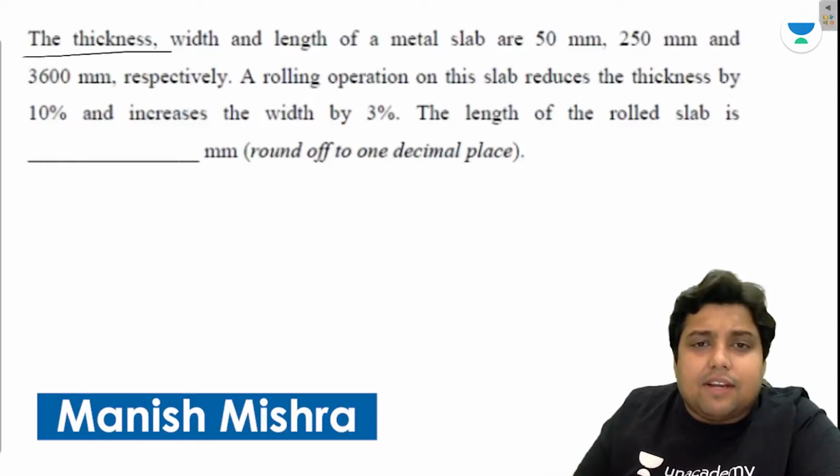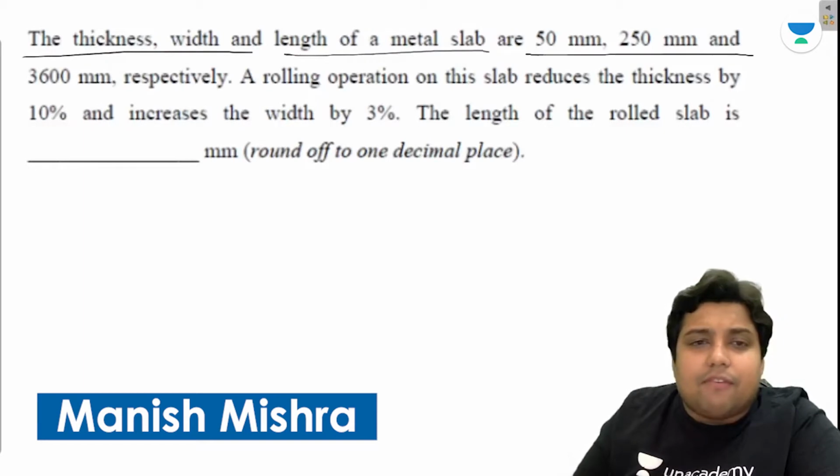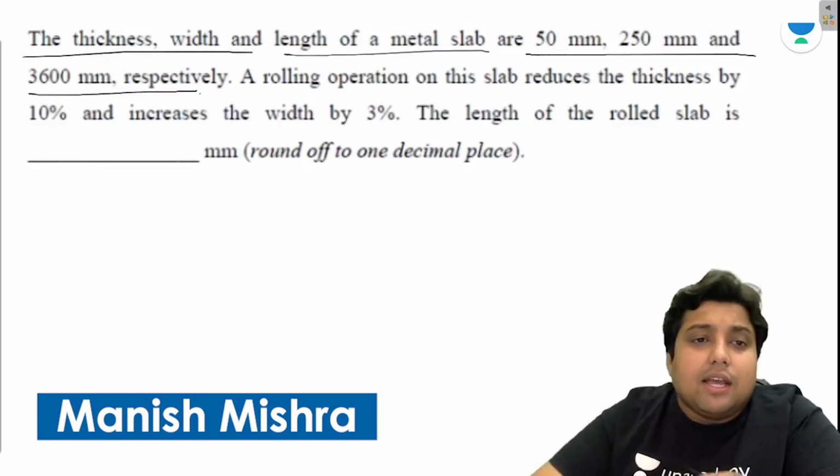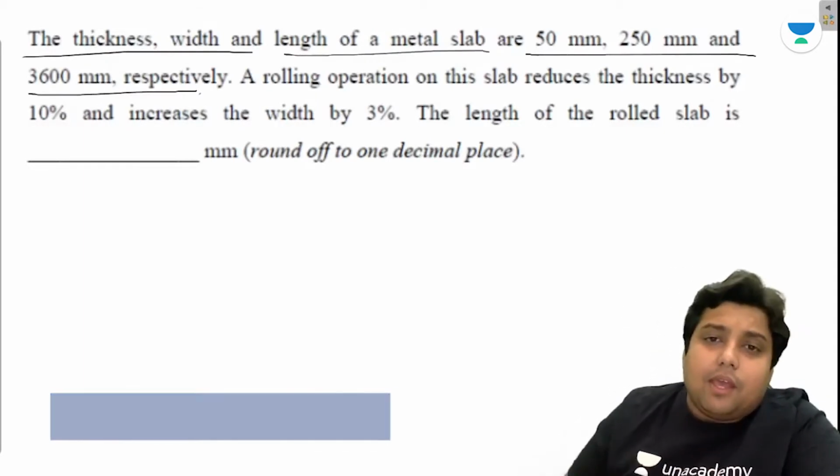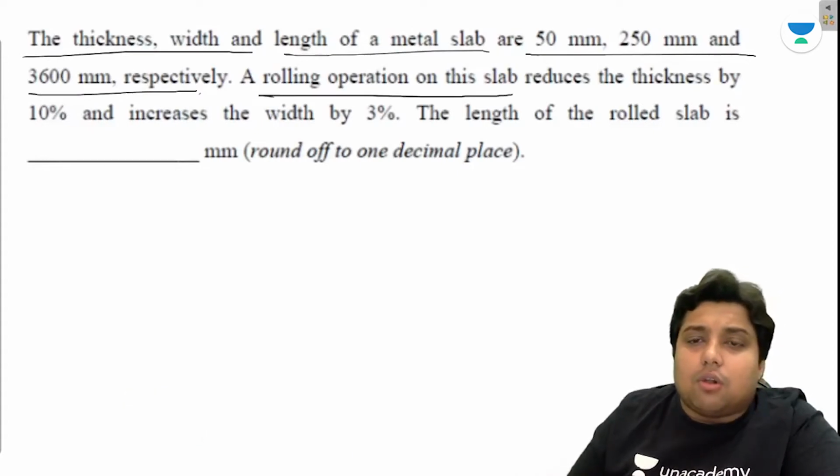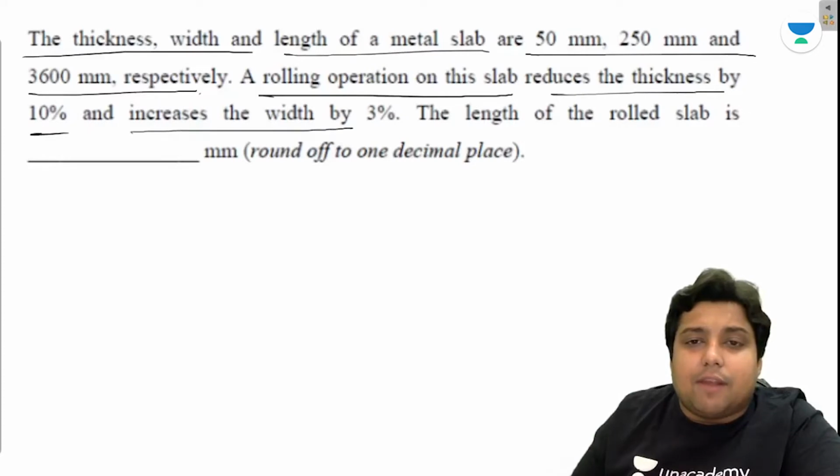The thickness, width and length of a metal slab are 50, 250 and 300 mm respectively. A rolling operation on this slab reduces the thickness by 10% and increases the width by 3%.